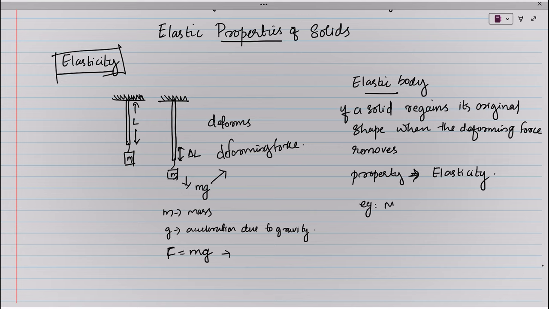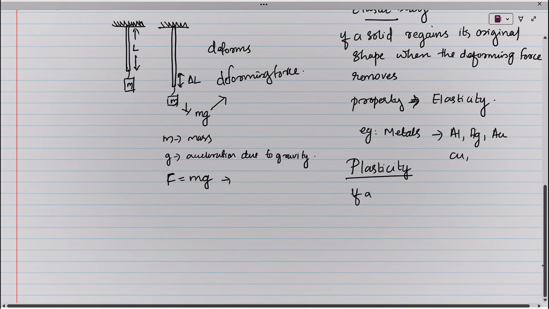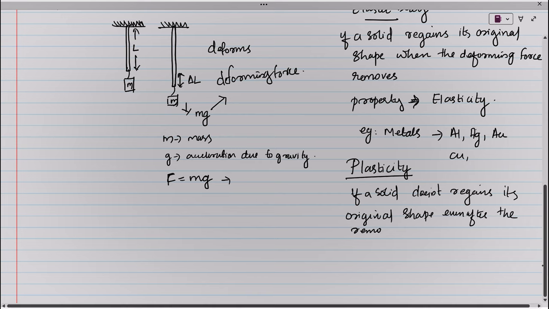For example, metals like aluminium, gold, silver, copper, etc. are elastic bodies. Then we have to define another property called plasticity. What is plasticity? Plasticity is the property by which a solid doesn't regain its original shape even after the removal of the deforming force.